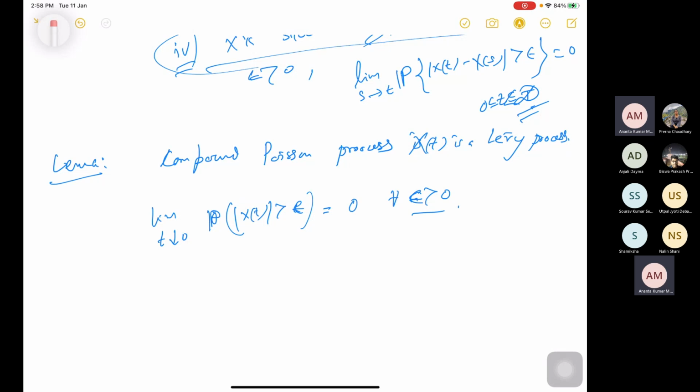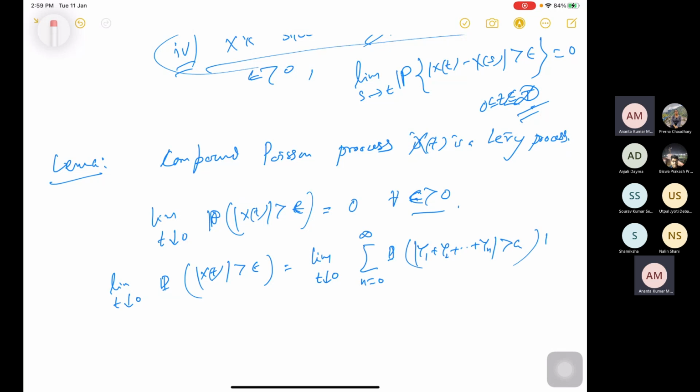So what is this quantity? Now if you condition on N_t equal to n, then the left hand side, the limit as t goes to 0 of the probability that X_t is greater than epsilon, is the same as the limit as t goes to 0 of the summation over n equal to 0 to infinity of the probability that Y_1 plus Y_2 up to Y_n is greater than epsilon, times the probability that N_t is equal to n. You just condition on N_t equal to n, and N_t may vary, so it is a total probability you can think of.